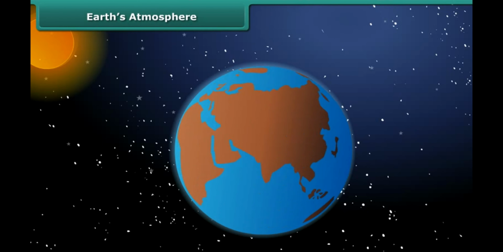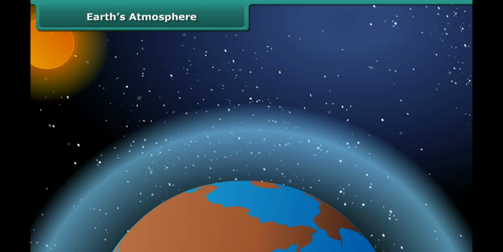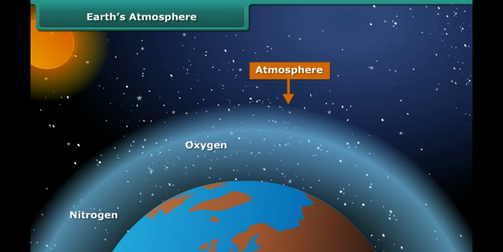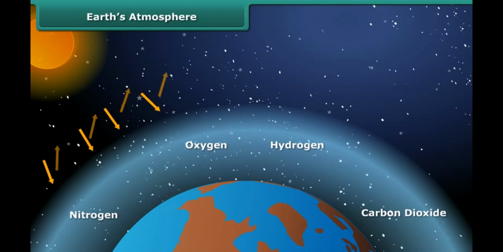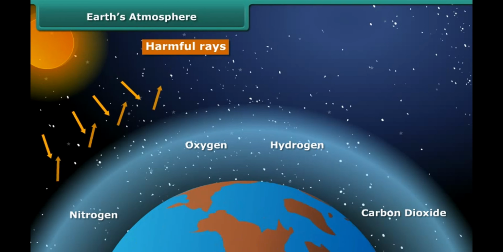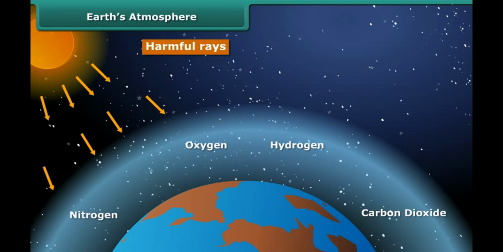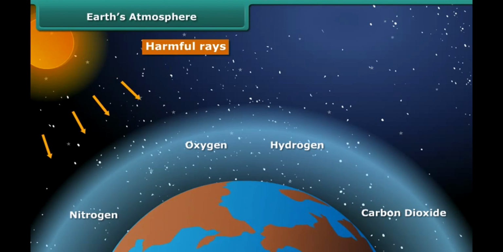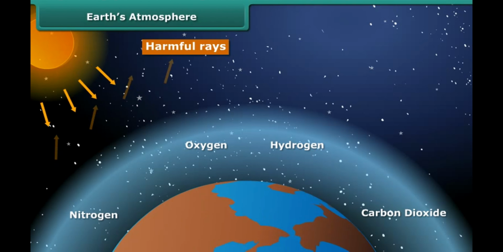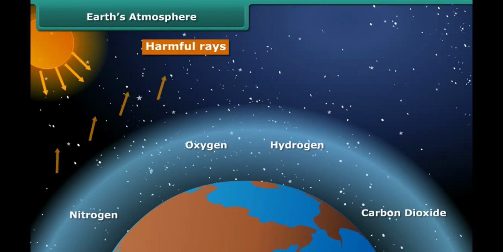Our Earth is surrounded with a blanket of several gases called atmosphere. This atmosphere contains mainly nitrogen, oxygen, hydrogen and carbon dioxide along with some other gases. The atmosphere protects us from some harmful rays that can come from the sun. Atmosphere plays a very important role in regulating the temperature of Earth in order to sustain life on it.